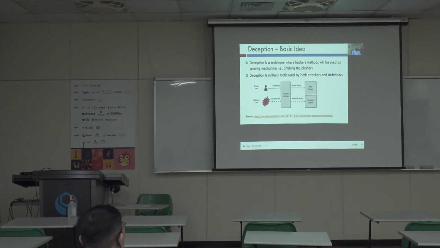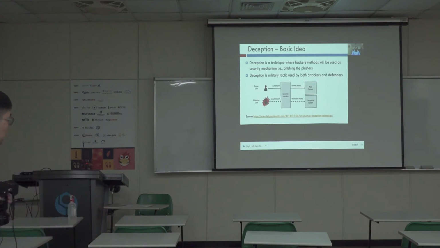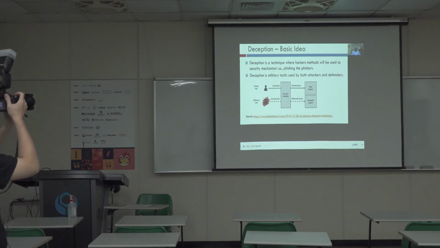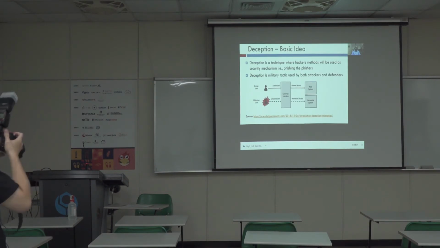Now, this slide explains the basic idea behind deception and how it works. Deception is a technique where hackers' methods will be used as a security mechanism. So, it is also known as phishing by phishers. What do we mean by phishing by phishers? Let's understand how phishing works first.